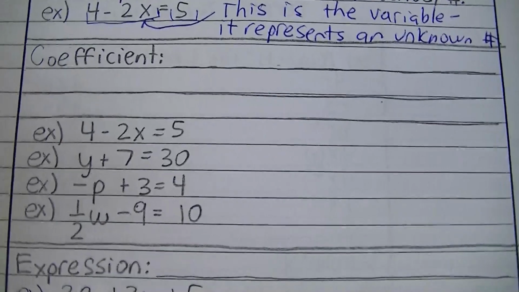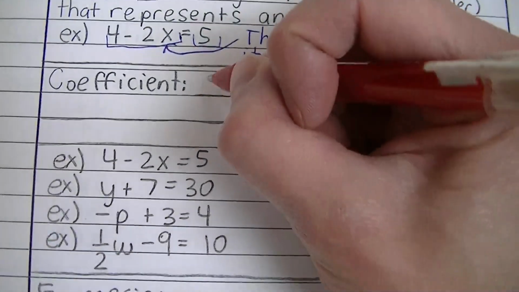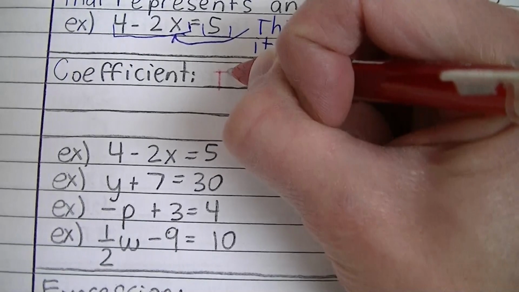All right, the next vocab word is coefficient. And coefficient is the number in front of a variable.